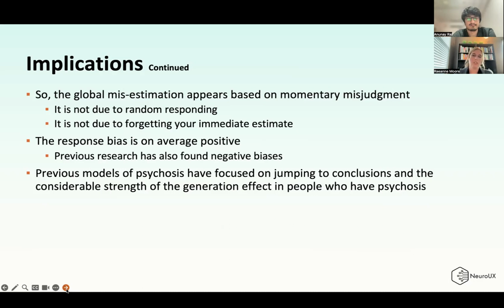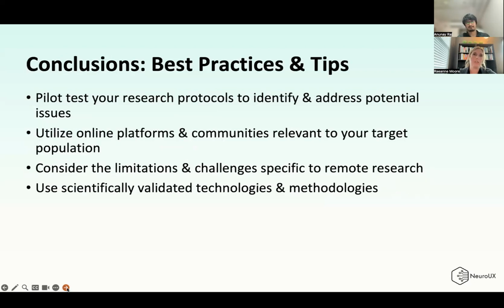So, this is just another example of how we can use these remote measures to answer interesting research questions and look at some constructs that are going to be important for helping our patients and developing interventions to really improve functioning in people with serious mental illness. So I'm going to wrap up here, and then I see there's several questions in the chat.